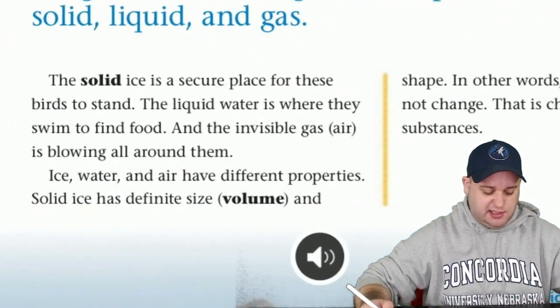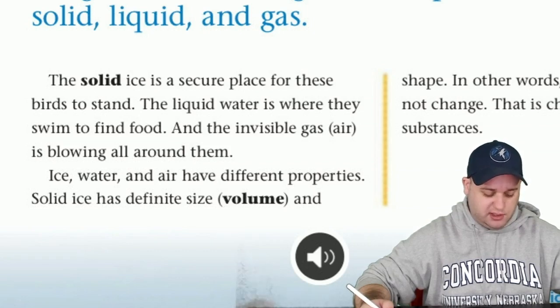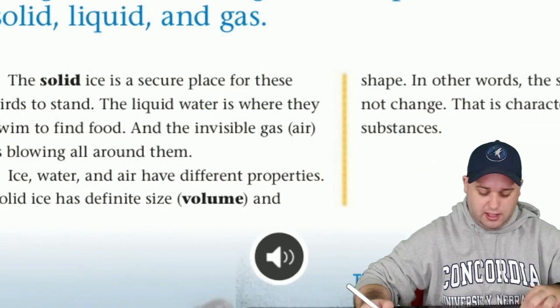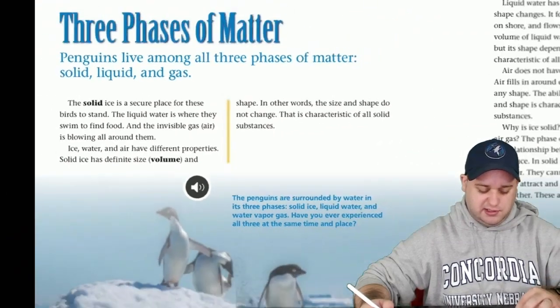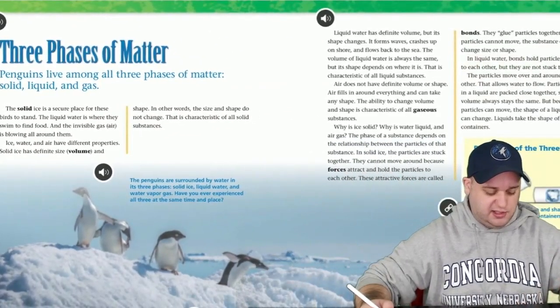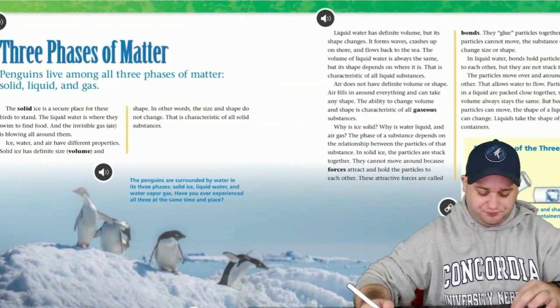The solid ice is a secure place for these birds to stand. The liquid water is where they swim to find food, and the invisible gas, air, is blowing all around them. Ice, water, and air have different properties. Solid ice has a definite size, volume, and shape. In other words, the size and shape do not change. That is characteristic of all solid substances. Okay? So solids have a definite size or volume.